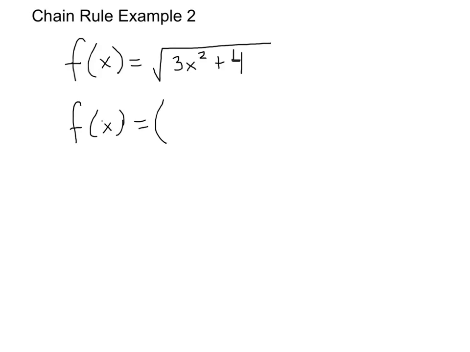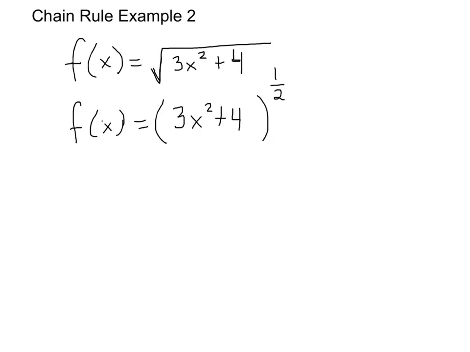Instead of being a square root, we know that when something is a square root, that's the same as raising it to the 1/2 power. So 3x squared plus 4 raised to the 1/2 power is the same thing as the square root of 3x squared plus 4. Now as we look at this problem, I've got an entire function being raised to a power, and so what I notice is I've got to do the chain rule on this problem.